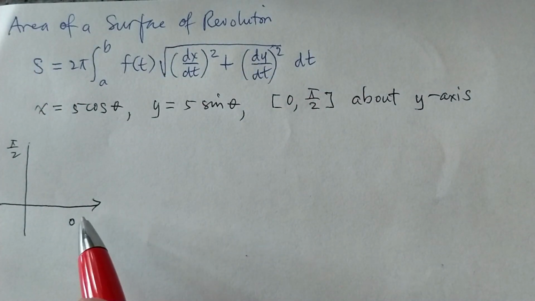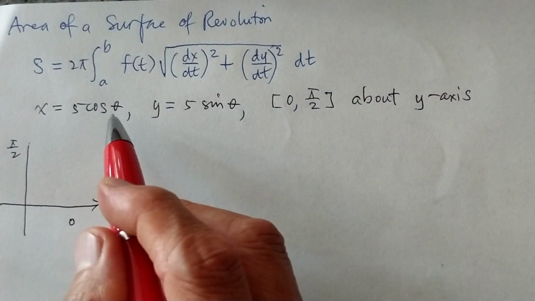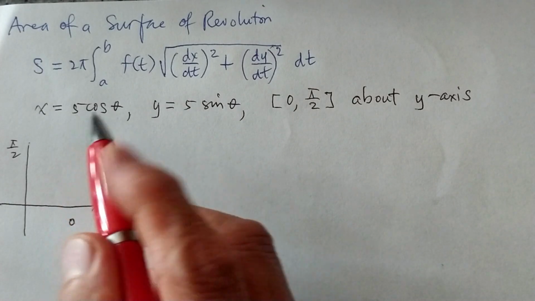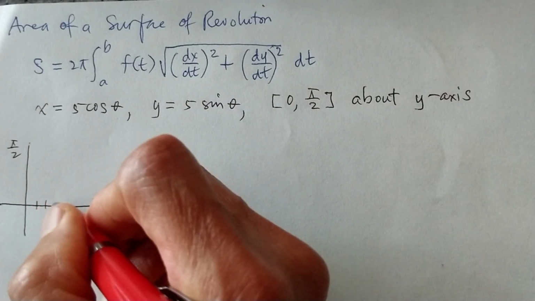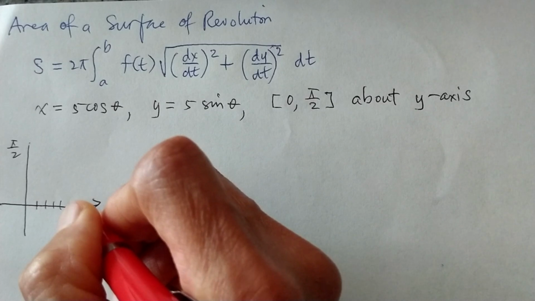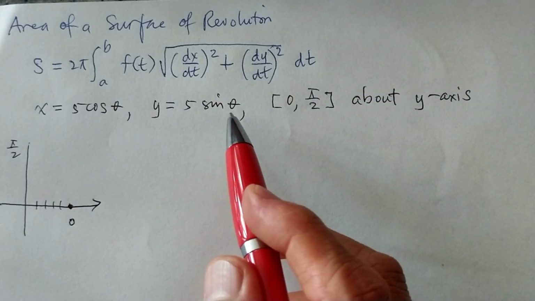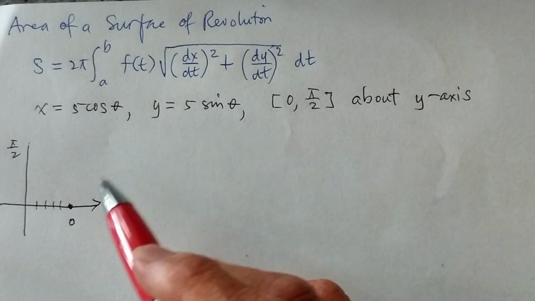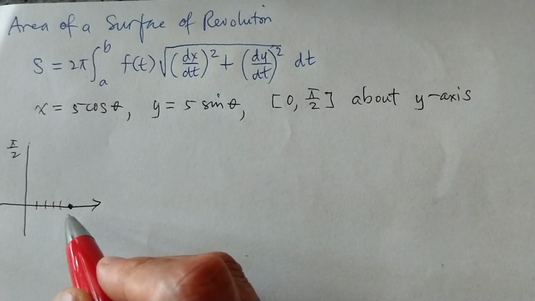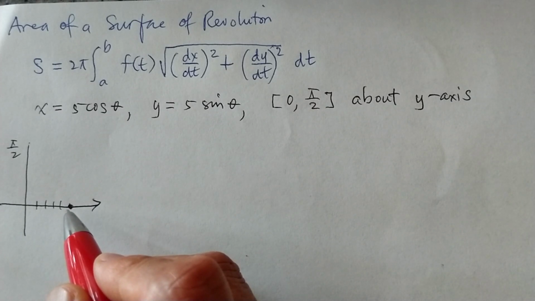So when theta is 0, cosine 0 is 1. 1 times 5 is 5. So there you go. And sine would be 0. 0 times 5 is 0. So at theta equals 0, the point is right here.